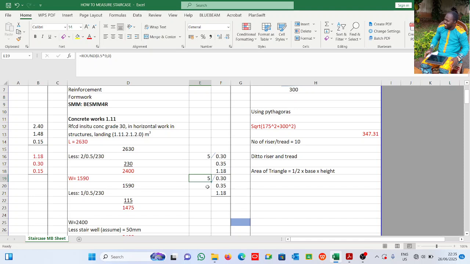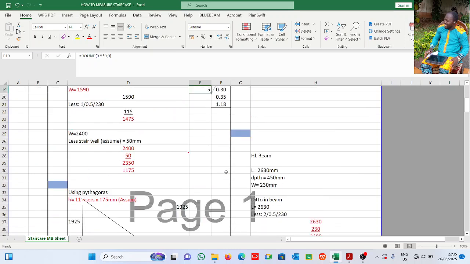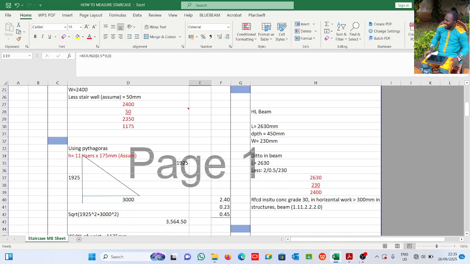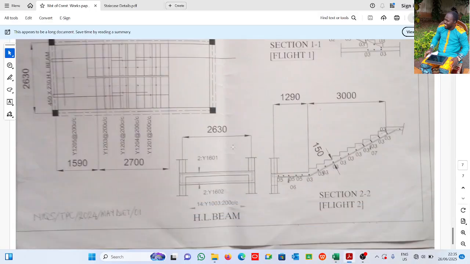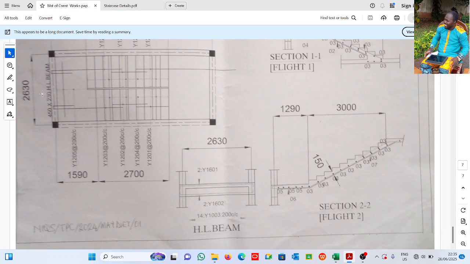So this is how you calculate the concrete for the riser and the thread. Remember, they are not the same thing. If they were the same thing, it would have been much easier. Now, also, if you come here, you see this. There's a high level beam, as this beam is at a higher level.